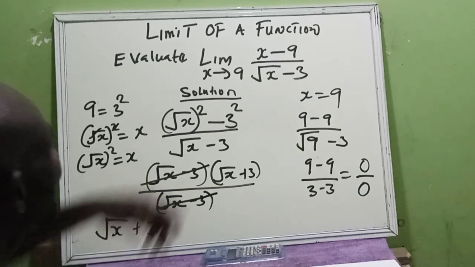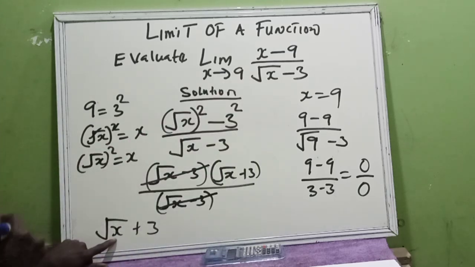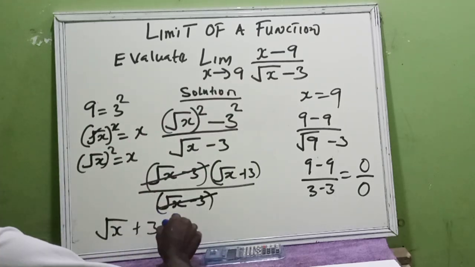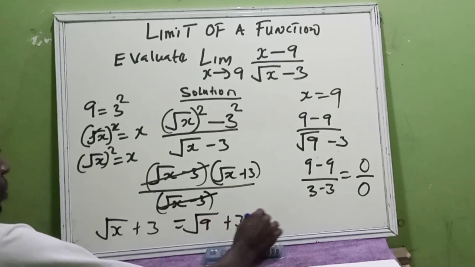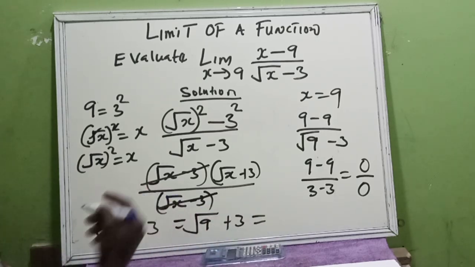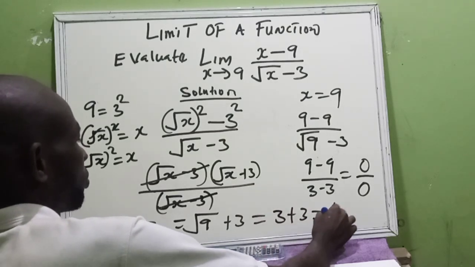Now remember that when x tends to 9, we put the value of 9 into this x. So we are going to have the square root of 9 plus 3. And what is the square root of 9? It is 3. Then we have 3 plus 3, which equals 6.